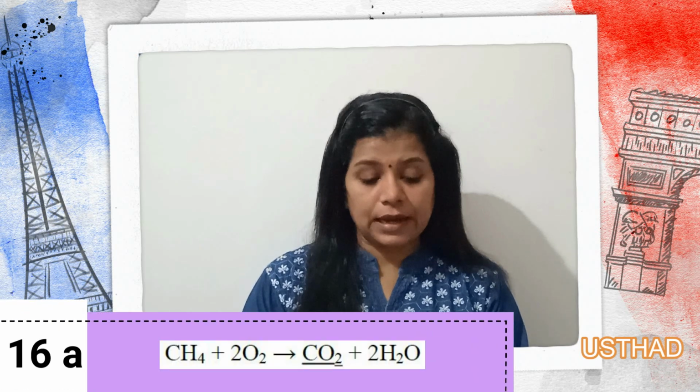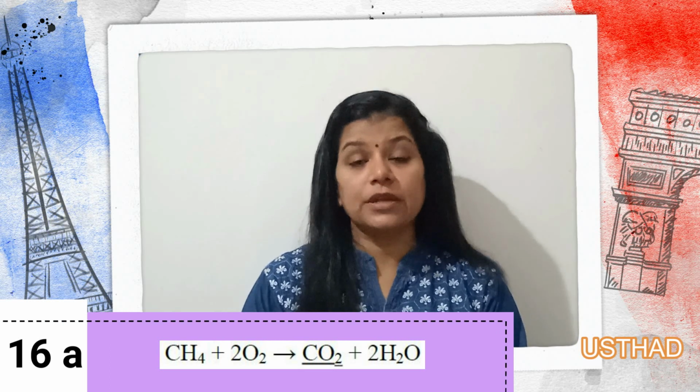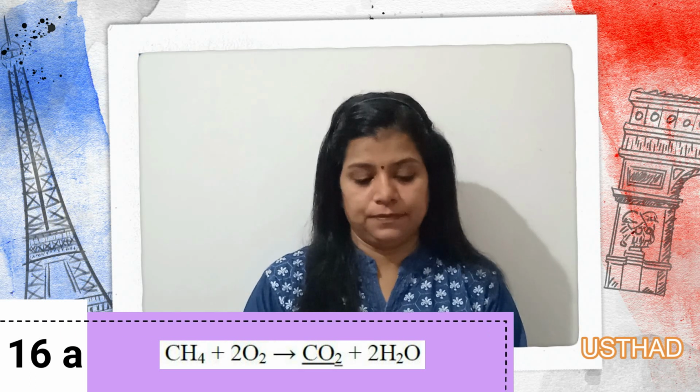A question. Complete the chemical equation X. The chemical equation X is that of combustion. We know that the products of combustion of a hydrocarbon are carbon dioxide, water and heat. So, the equation will be like CH4 plus 2O2 gives CO2 plus 2H2O plus heat.